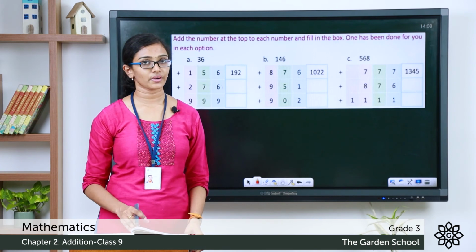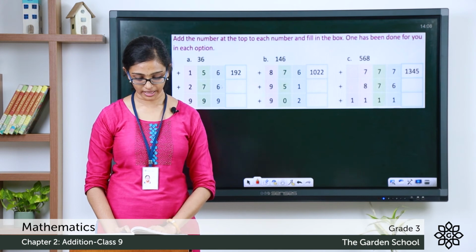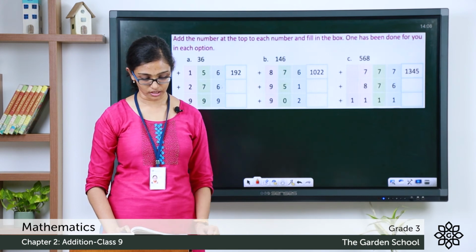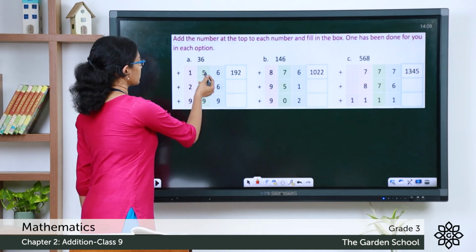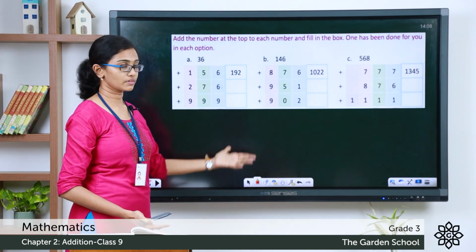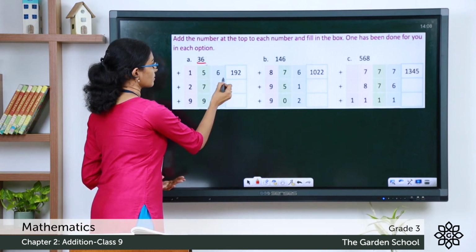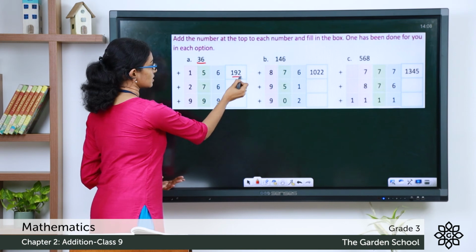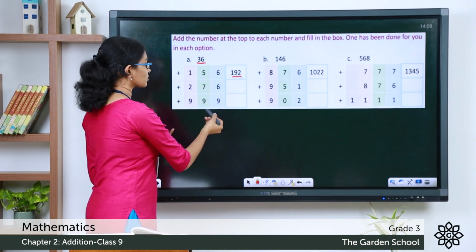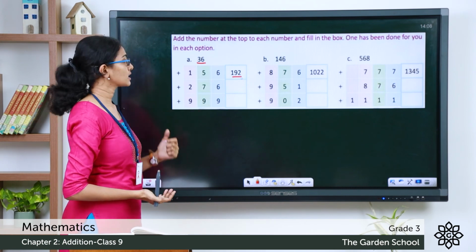Now, there is one more set of questions given there. Add the number at the top to each number and fill in the box. One has been done for you in each option. See, you are given one number here and there are three numbers given below it. You have to add this number to this number and then you will get this sum. For the other two cases also, you have to do the sum and find out the answers.